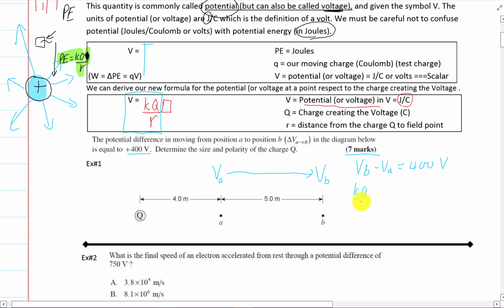So kQ over r minus kQ over r is equal to 400 volts. We have a different Q? No, it's the same Q. In fact, we don't know what that Q is. That's what we're trying to determine. We have the different r's and we have the constants. The final r is 9 meters and this r is 4 meters. So we end up being 9 meters away at B, and 4 meters away at A.